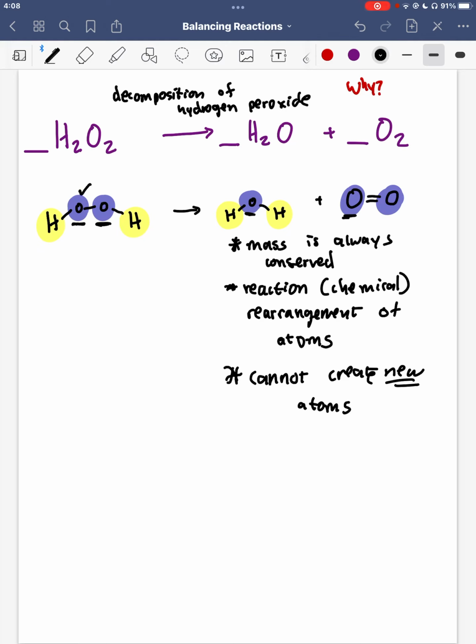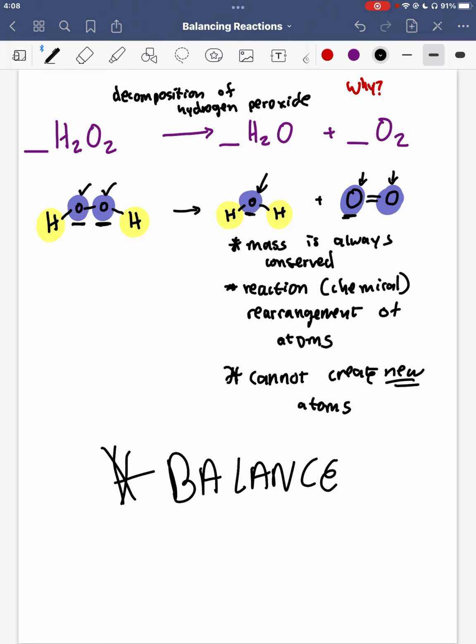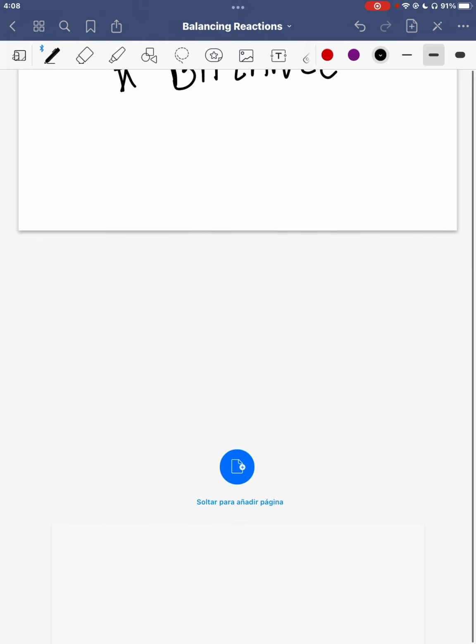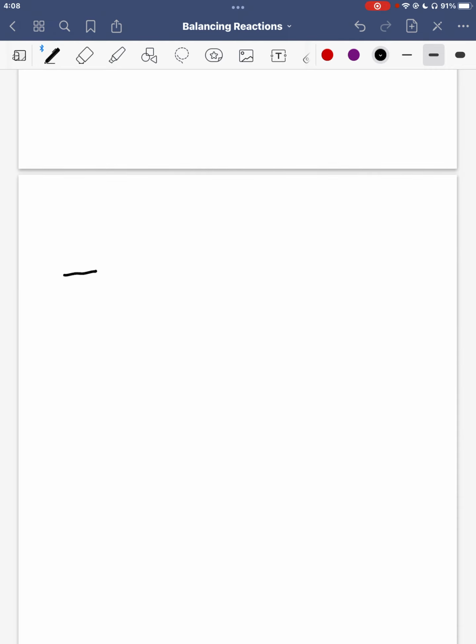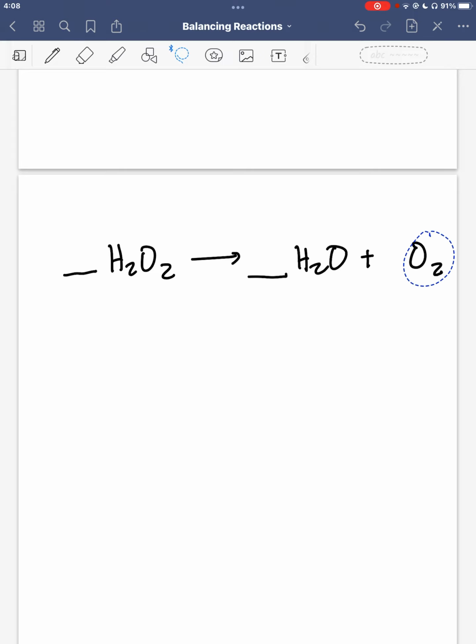So when the atoms of one element are different in the reactants and in the products, that tells me I need to balance my reaction. All right, so let's look at how we might do that. Again, I'm going to write my reaction. H2O2 yields H2O plus O2. And let me just leave a space.